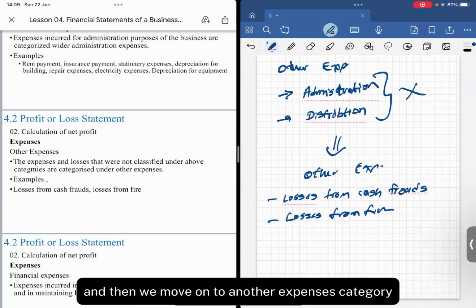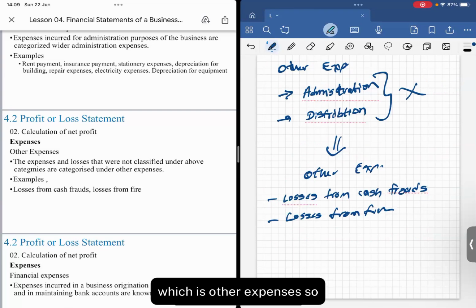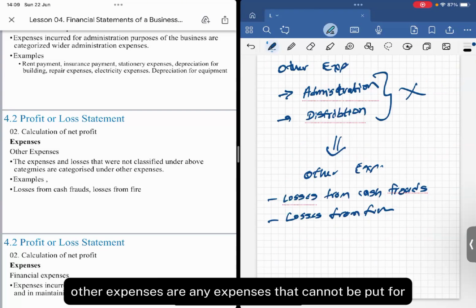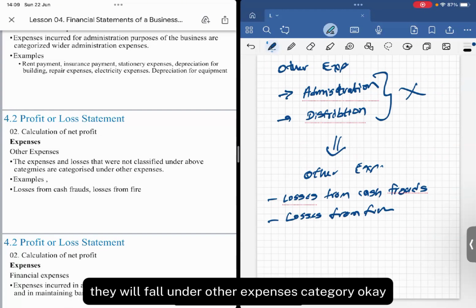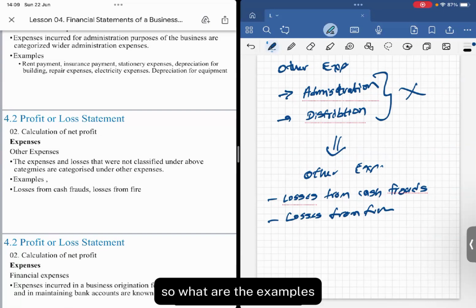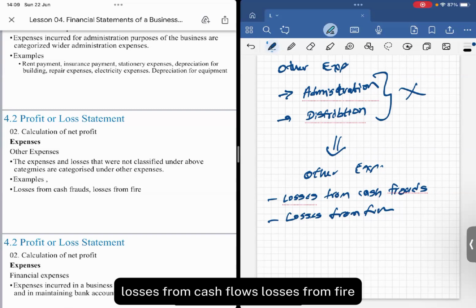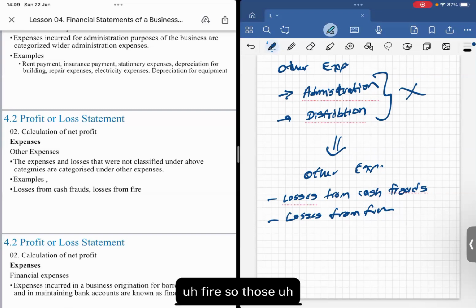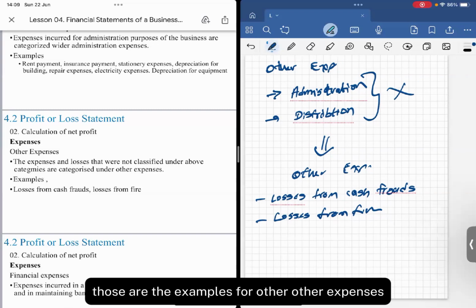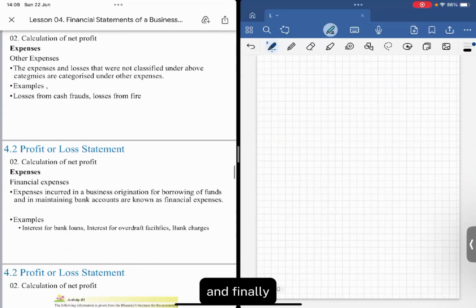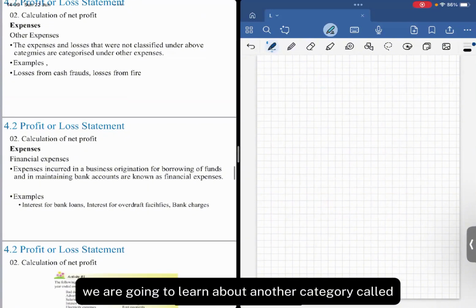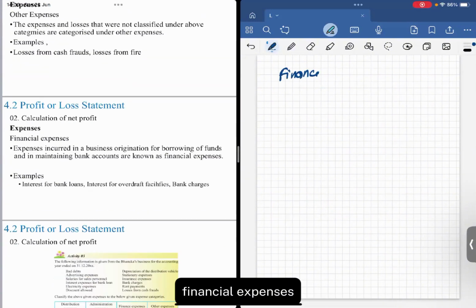And then we move on to another expenses category, which is other expenses. Other expenses are any expenses that cannot be put under administration and distribution expenses. They will fall under the other expenses category. So what are the examples? Losses from cash flows, losses from fire. So those are the examples for other expenses. And finally, we are going to learn about another category called financial expenses.